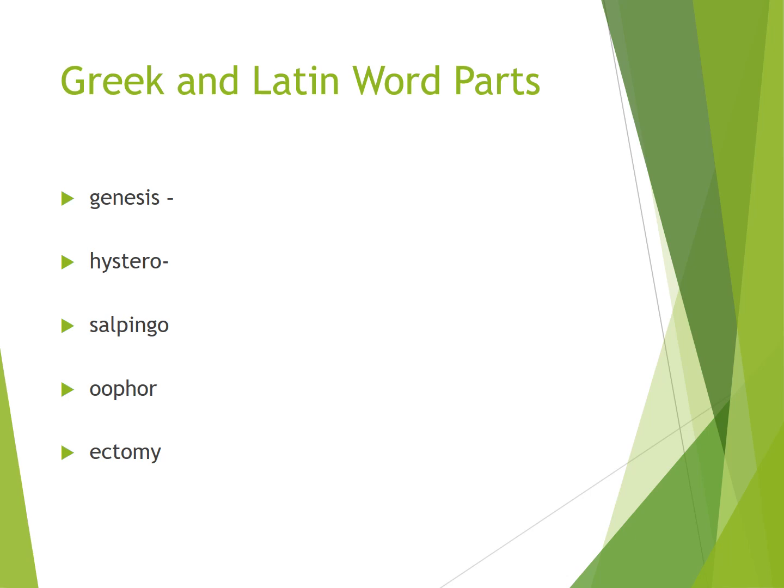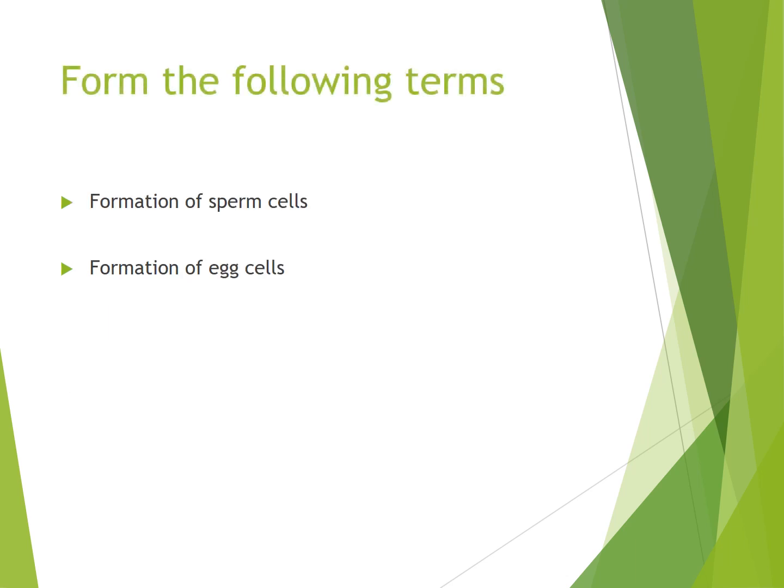Let's look at our Greek and Latin word parts. Genesis, meaning origin, beginning, creation. Hystero, uterus. Salpingo, uterine tube. Oophore, ovary. Ectomy, surgical removal. Formation of sperm cells: spermatogenesis. Formation of egg cells: oogenesis.